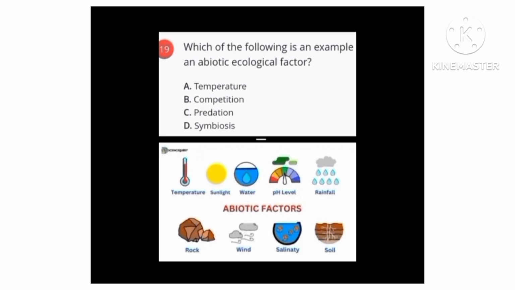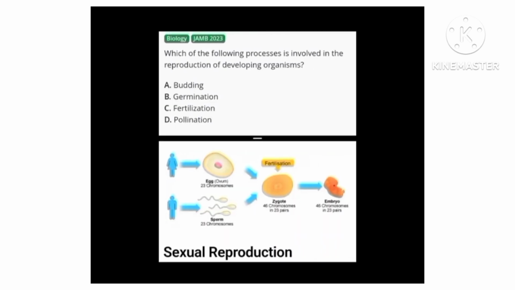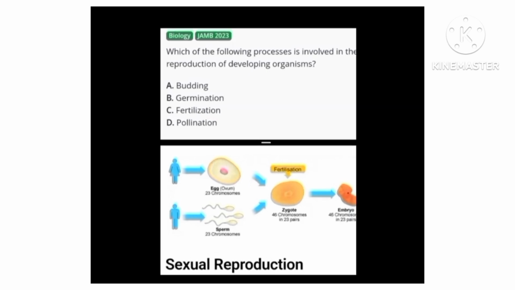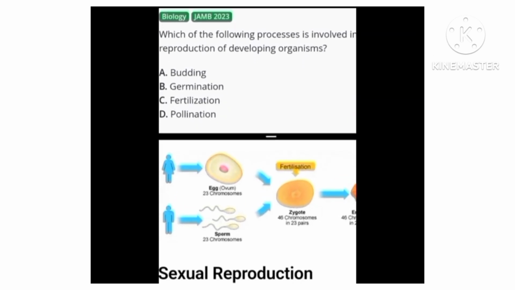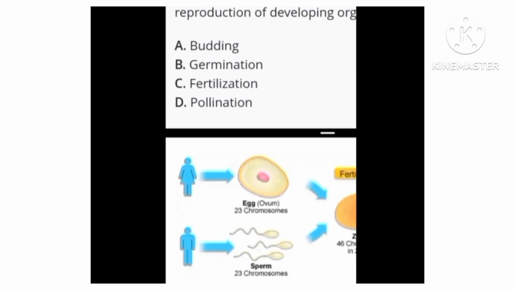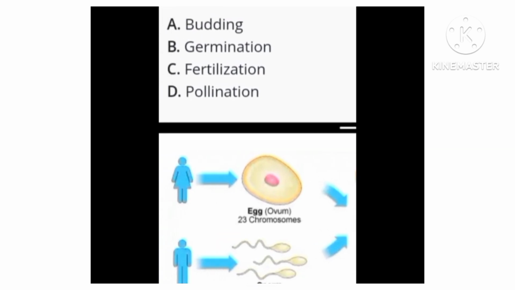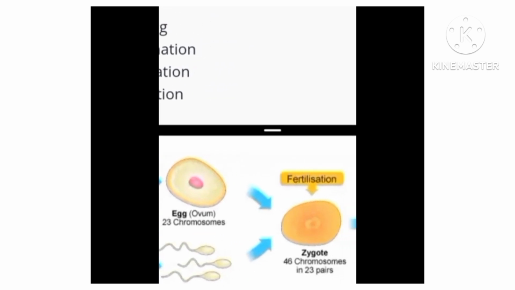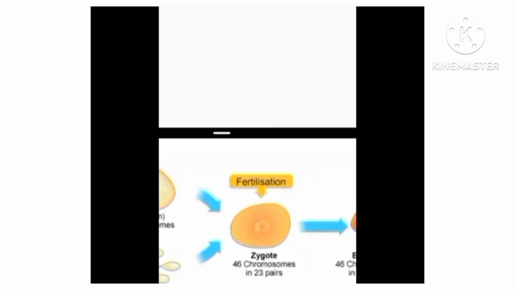The next question. Which of the following processes is involved in the reproduction of developing organisms? We have A, budding, B, germination, C, fertilization, D, pollination. Now, the best option to choose here is fertilization, because fertilization is talking about the development of a zygote, which is gotten by the reproductive cells of living organisms. And that's part of sexual reproduction. So that zygote that is formed will now develop, which satisfies the question.